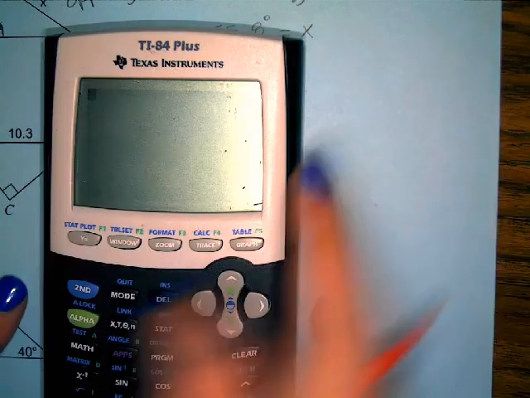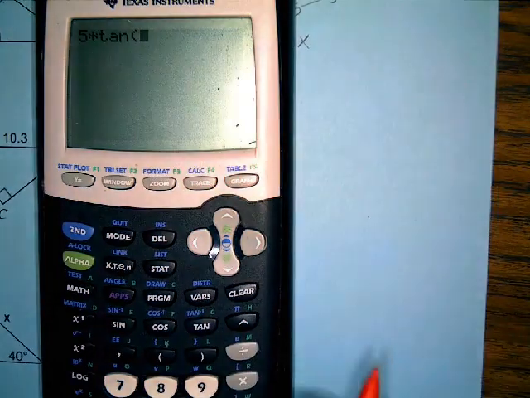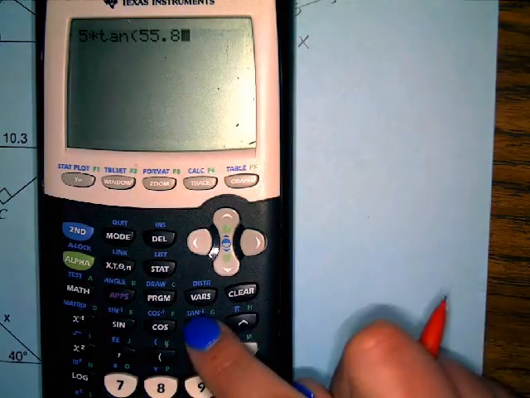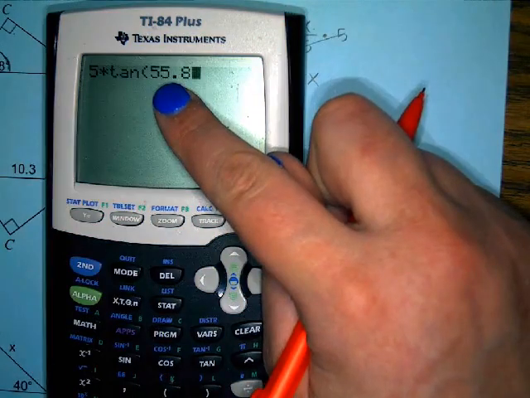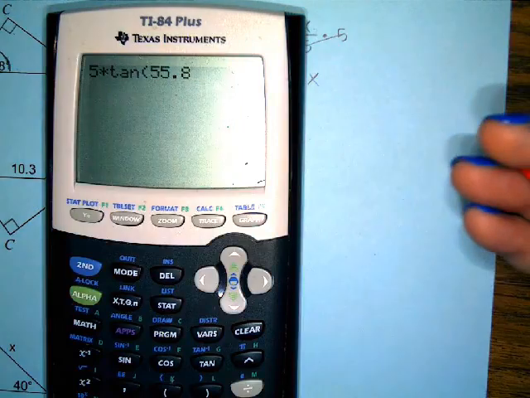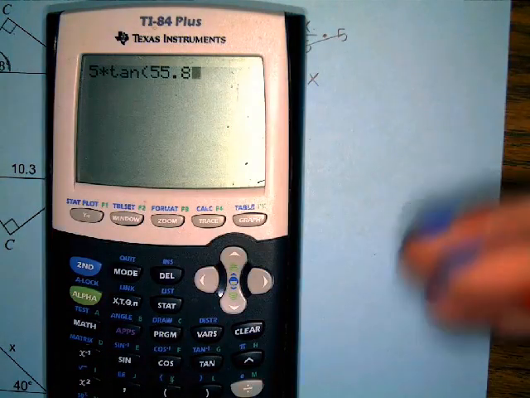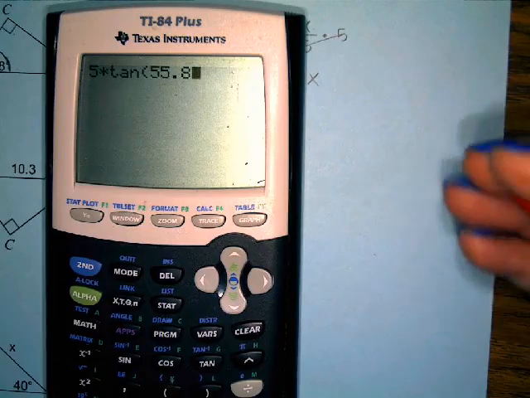Okay, so now we're going to type 5 times tan 55.8. And notice when you hit tan, it's like, yes, tan, what angle would you like me to do? Because you don't just do tan of nothing. You don't just do sine of nothing. You don't just do cos of nothing. You always do cos or sine or tan of an angle.